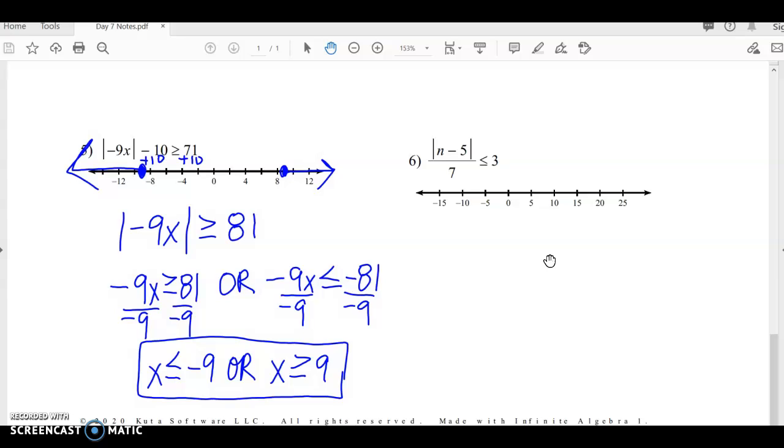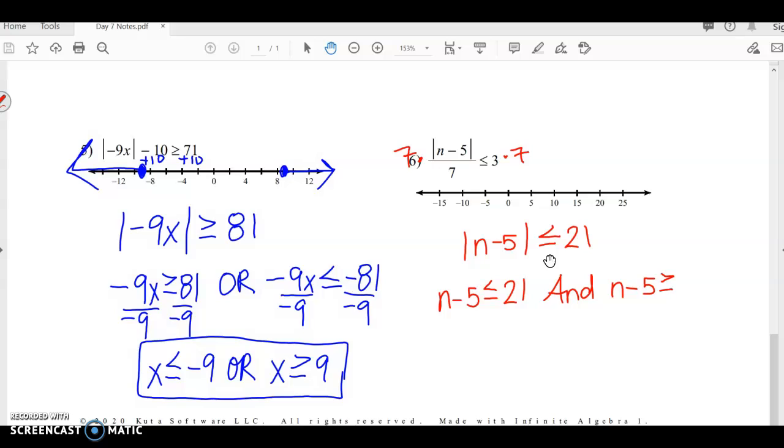Number 6, to get the absolute value alone first, there is a divide by 7. We would multiply by 7. So we're sitting at the absolute value of n minus 5 is less than or equal to 3 times 7 is 21. Less than, and, so n minus 5 is less than or equal to 21. And n minus 5 is greater than or equal to negative 21.